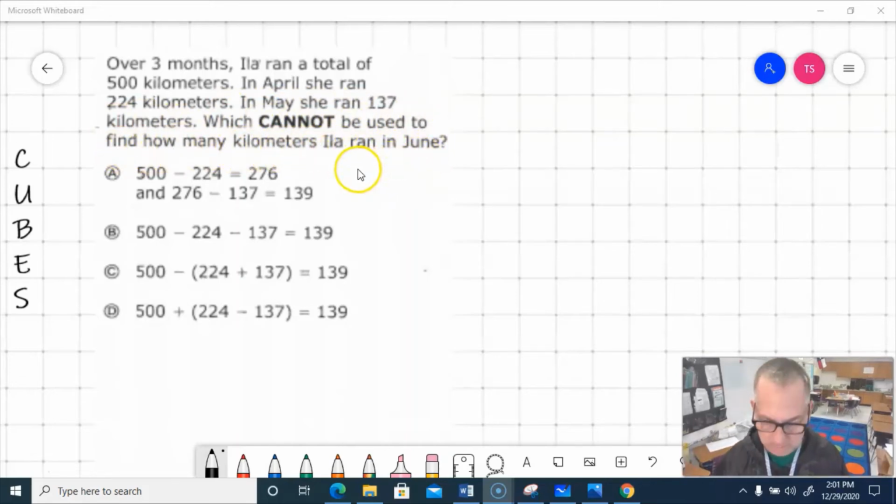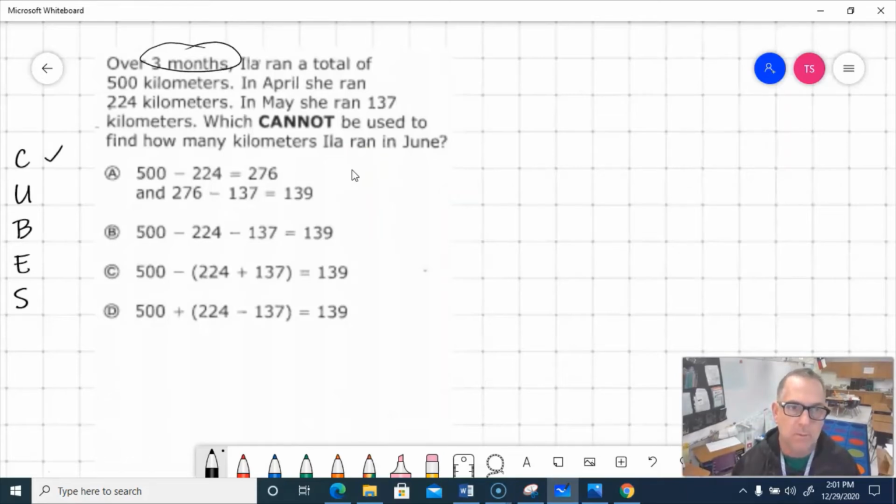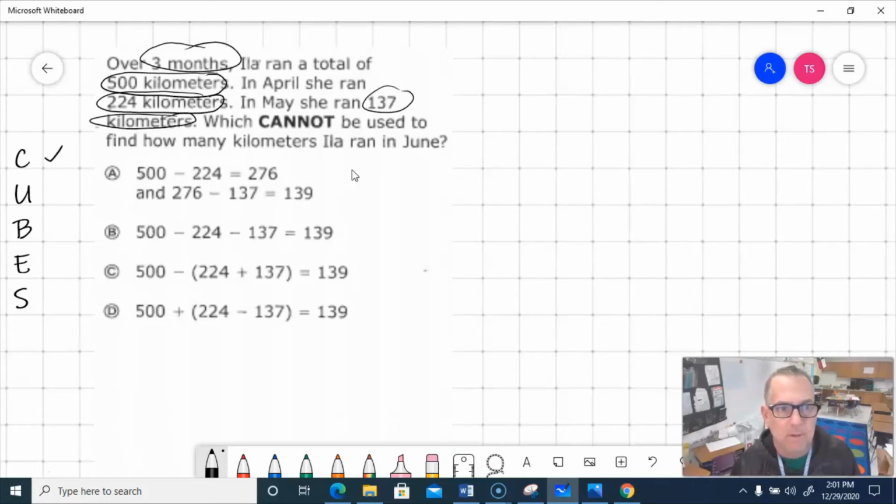So I'm going to organize my problem using cubes. I'm going to circle all the important information. We'll say 3 months is important. I don't think I'm going to need that to solve the problem though, but it's for reference purposes. I'll circle that. So she ran a total of 500 kilometers. In April, she ran 224 kilometers. In May, she ran 137 kilometers.